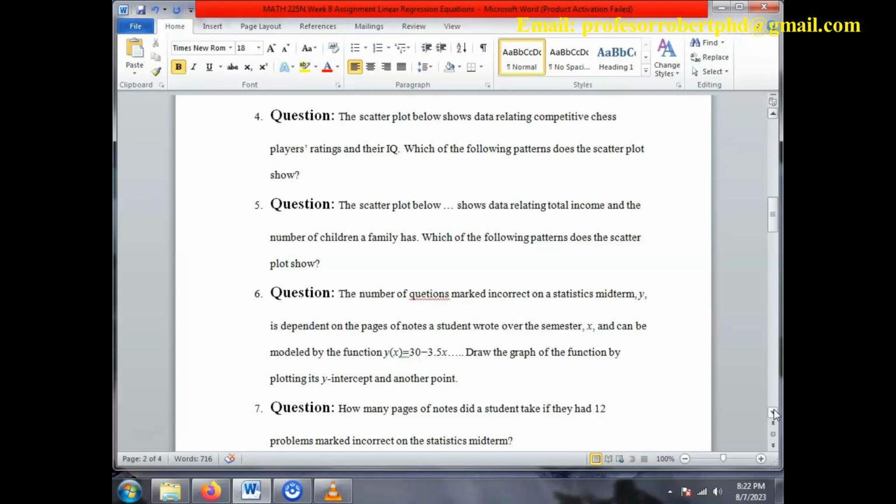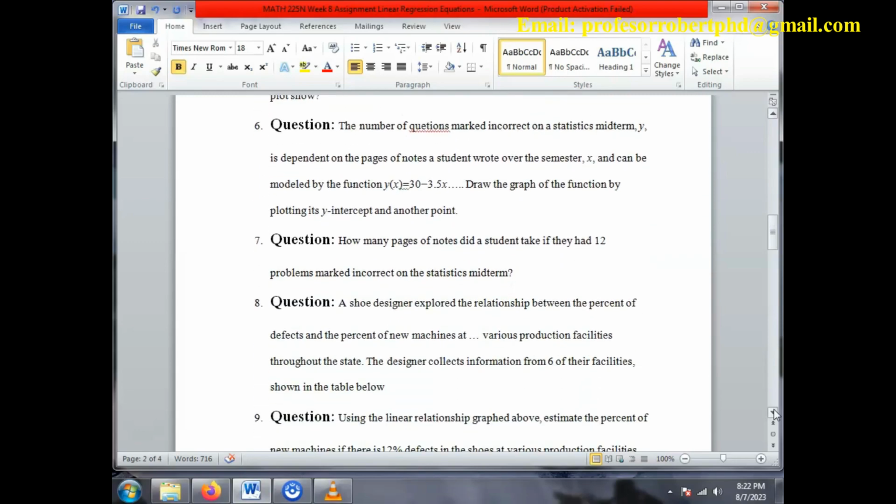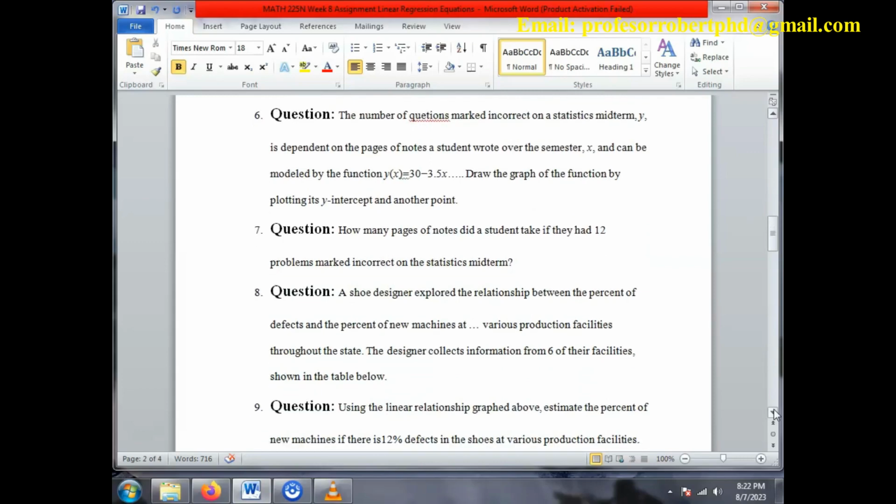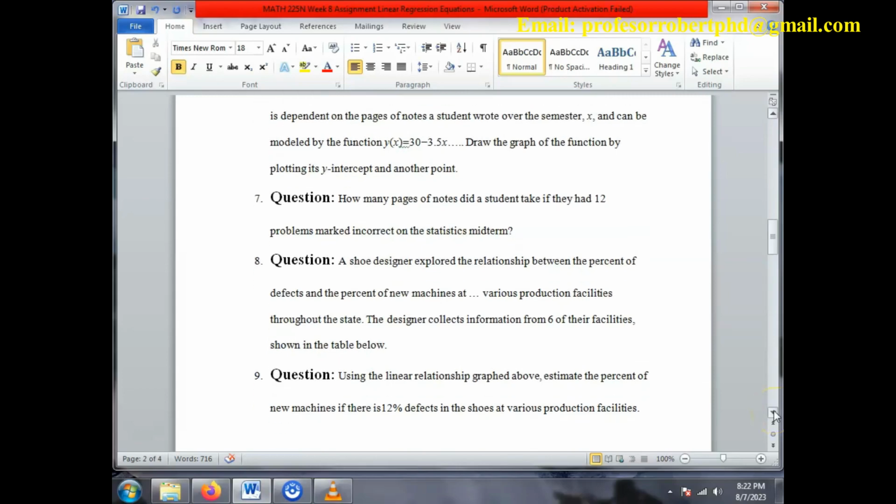Question 6. The number of questions marked incorrect on a statistics midterm, y, is dependent on the pages of notes a student wrote over the semester, x, and can be modeled by the function y(x) = 33 - 5x. Draw the graph of the function by plotting its y-intercept and another point. Question 7. How many pages of notes did a student take if they had 12 problems marked incorrect on the statistics midterm?